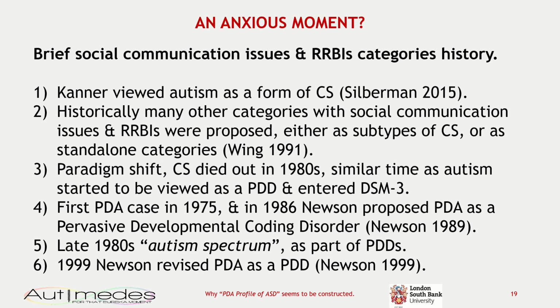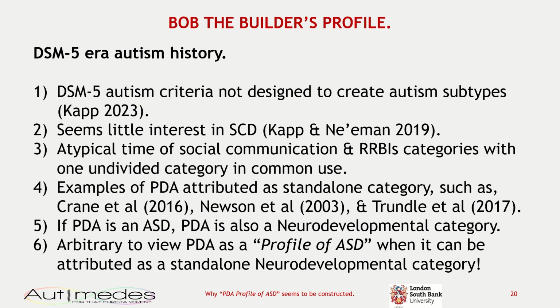So Newton's playing catch up with how these categories have been seen over that time period, and I'm also trying to point out that these categories are constructed, and there is a broader evolution and history to them. I'm trying to point out that we're in quite an atypical time in terms of having only a single, undividable category for social communication issues and restricted and repetitive behaviours and interests.